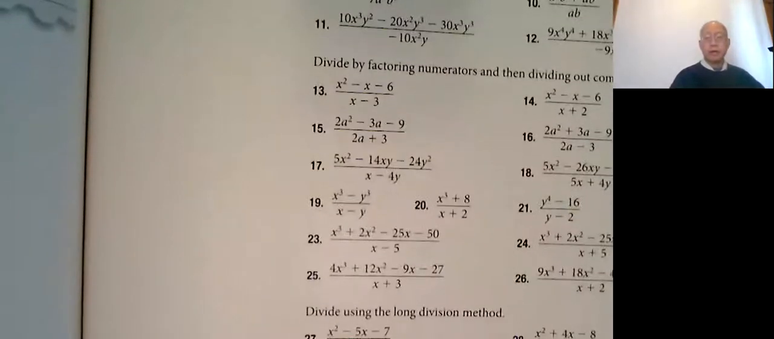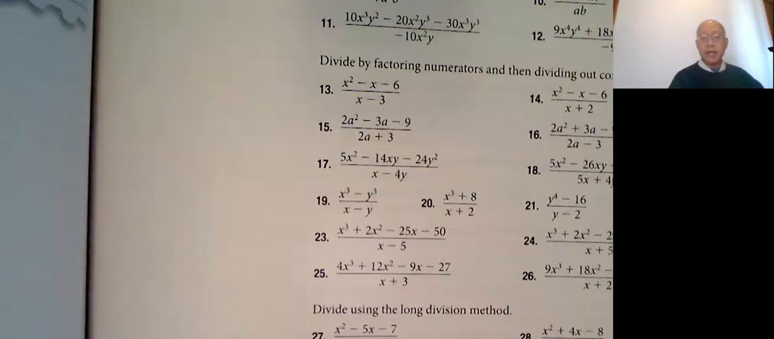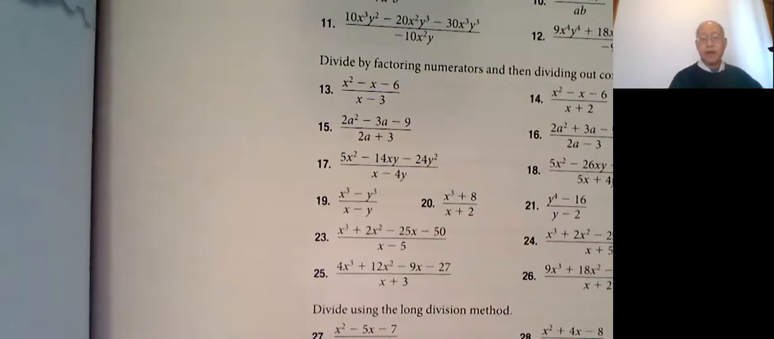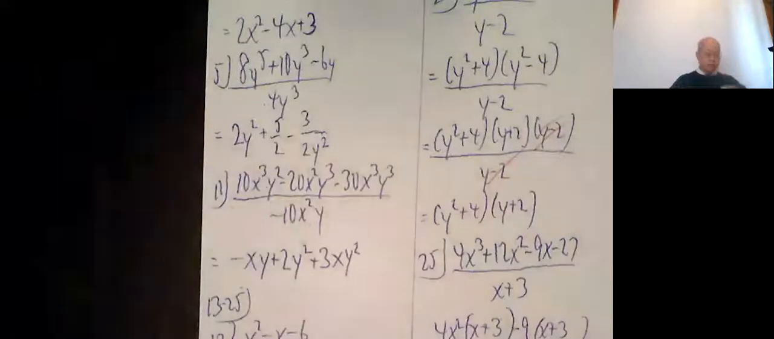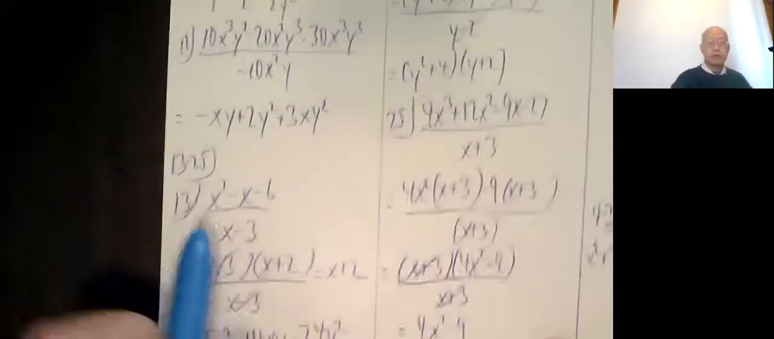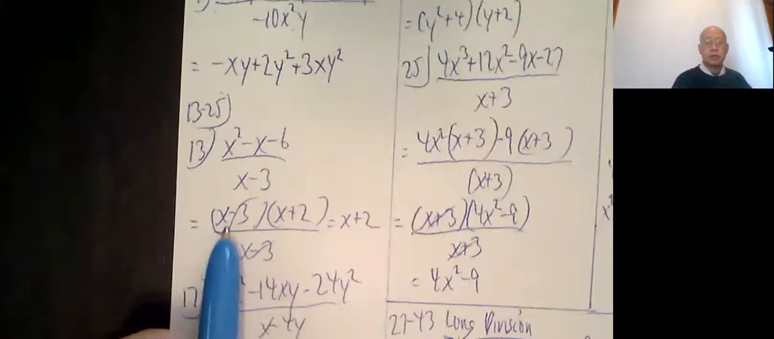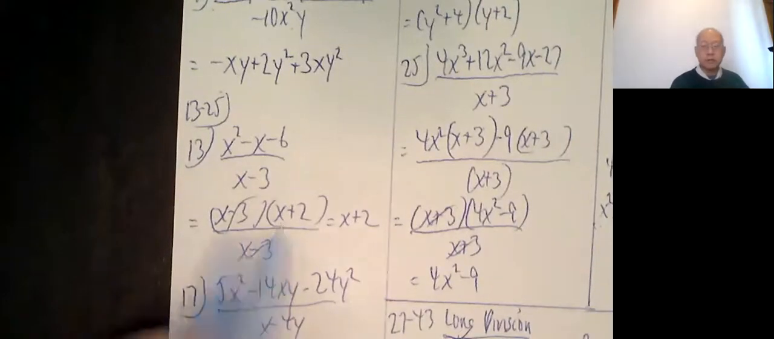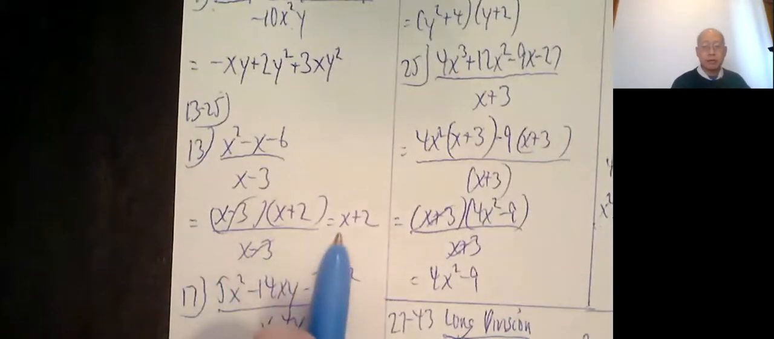And 13 to 25, they tell you by factoring and then cancellation. So factor the numerator and denominator and then cancel when possible. So 13, factor the numerator into x minus 3, x plus 2. These cancel out, x plus 2.